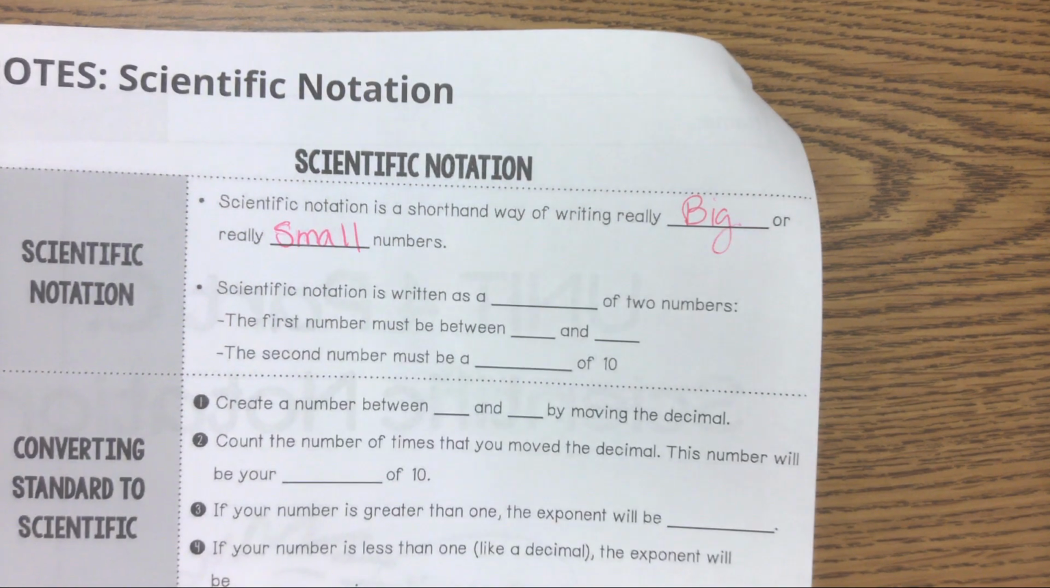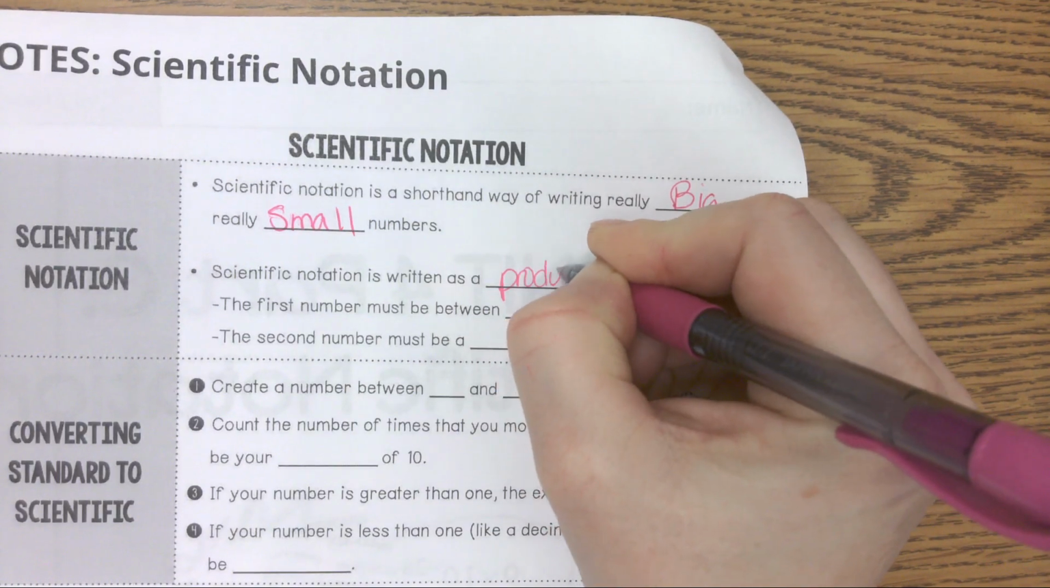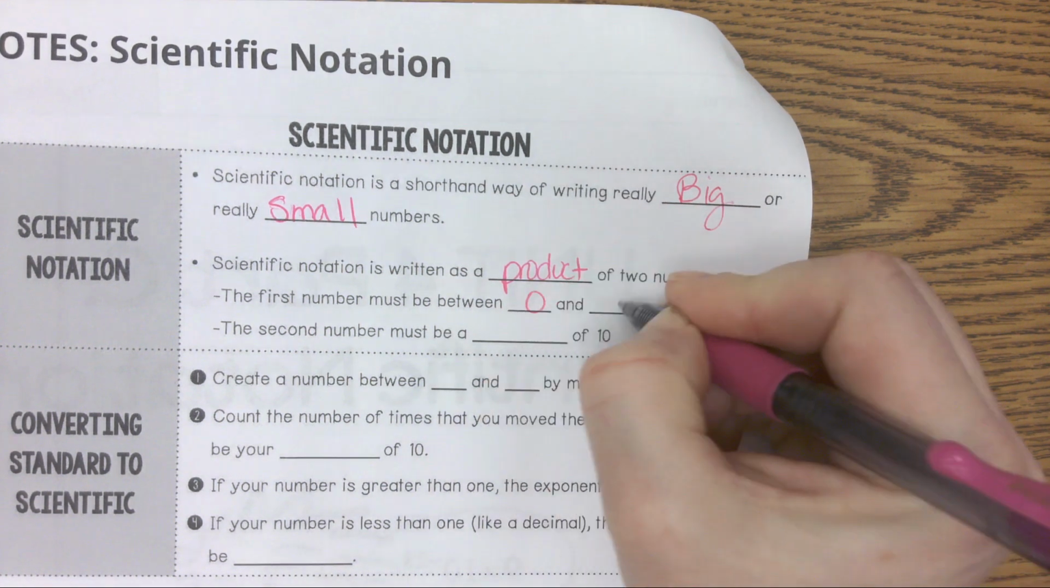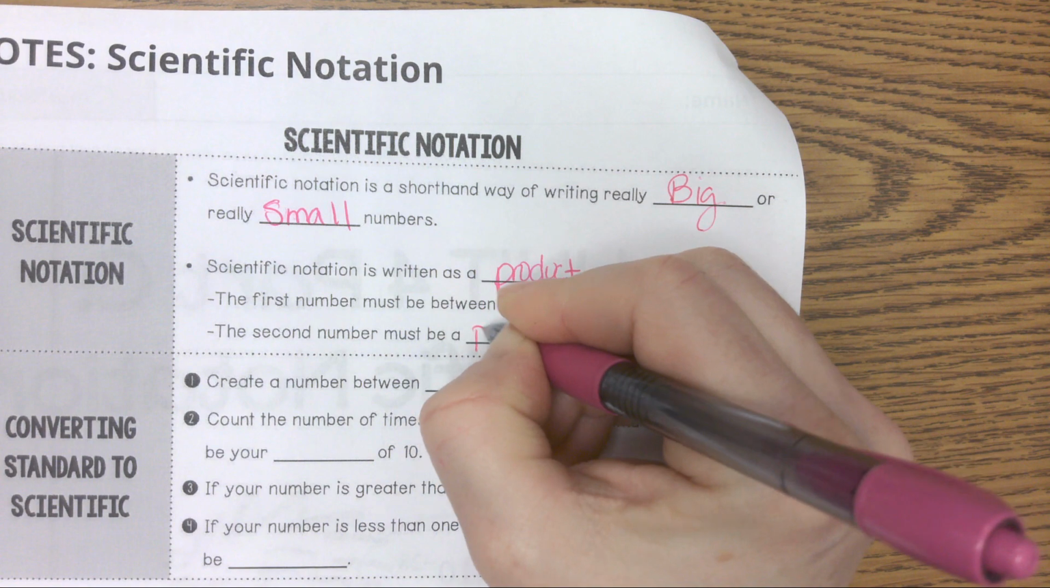Scientific notation is written as a product. What does the word product mean? What operation? Multiplication of two numbers. The first number is going to be a number between 0 and 10, and a lot of times it will be a decimal. It can't be 10 or bigger. The second number must be a power of 10.